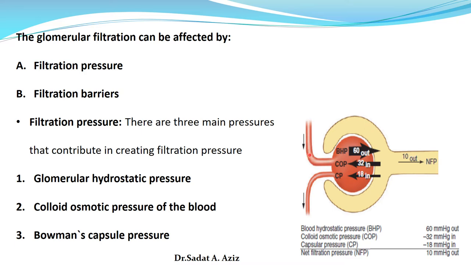The glomerular hydrostatic pressure is mainly regulated or affected by what? By the difference between the diameter of the afferent and the efferent arteriole. Normally the diameter of the efferent arteriole, the arteriole which is draining the blood from the glomerular capillary, is smaller than the diameter of what?